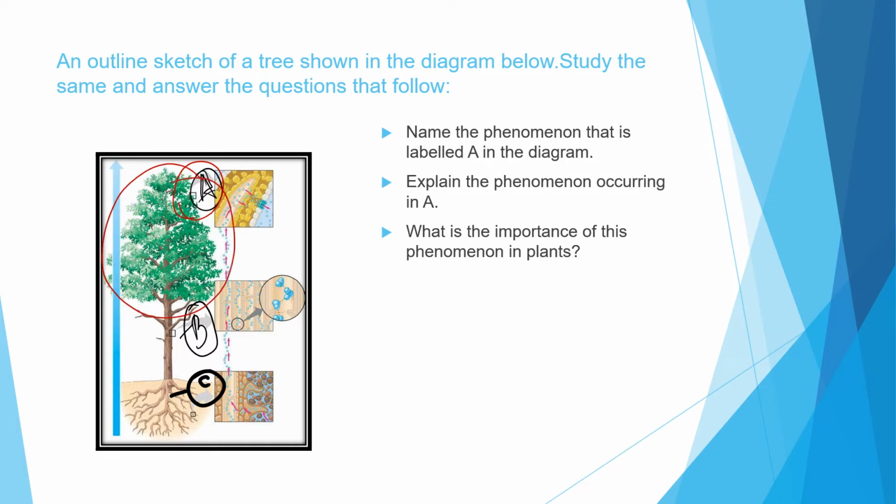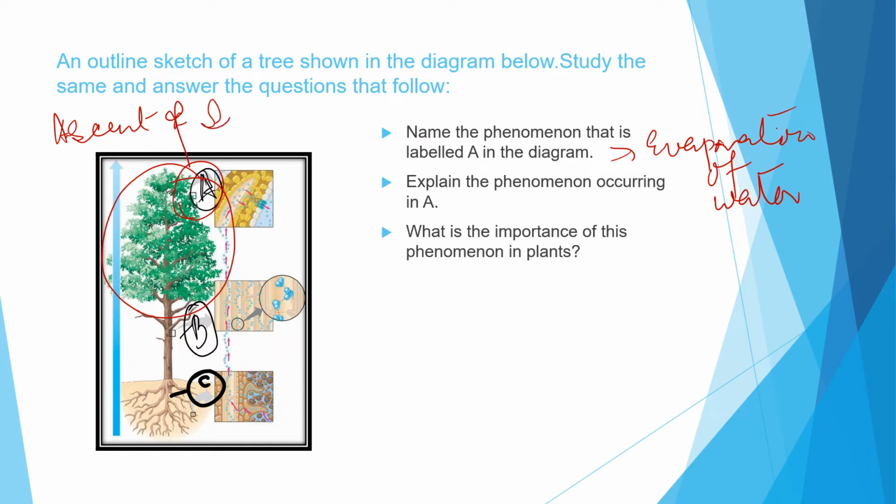So A, what is happening here? So evaporation of water will happen here. So in this part, evaporation of water is happening. So first we need to identify what diagram they have given. So this diagram is transpiration helps in ascent of sap. I think you remember. So transpiration is helping in ascent of sap. So this diagram is on that experiment only.